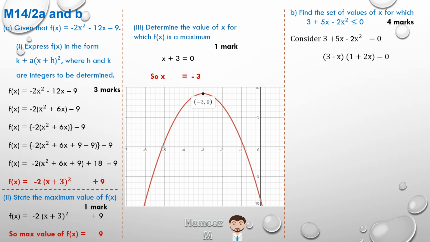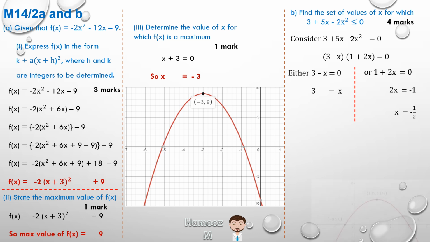And if you're having problems, you could go back to my math channel where I went through many questions showing how to do factorization of quadratics. We have the multiplication of two brackets equal to 0. So either the first bracket, 3 minus x, is equal to 0, which means that 3 is equal to x, or the second bracket is equal to 0, 1 plus 2x is equal to 0. So 2x is equal to minus 1, so x is equal to minus a half.